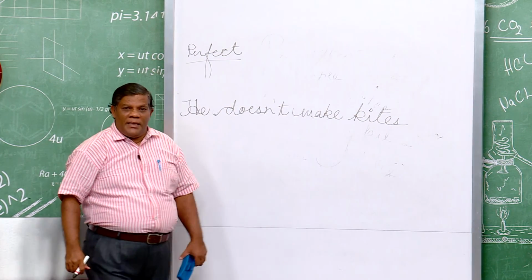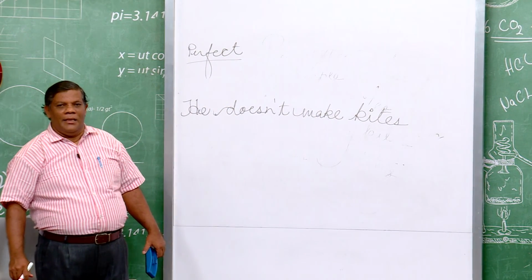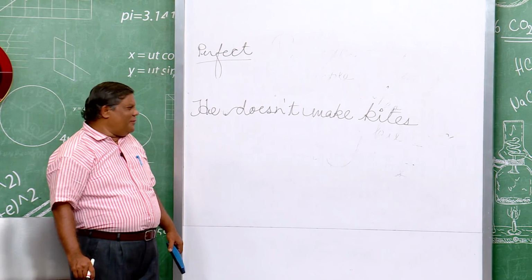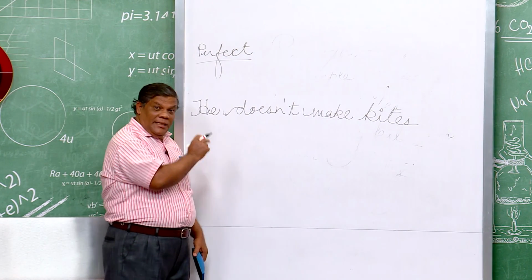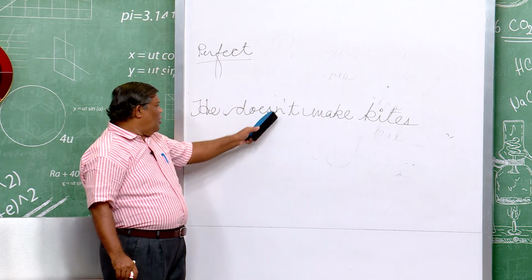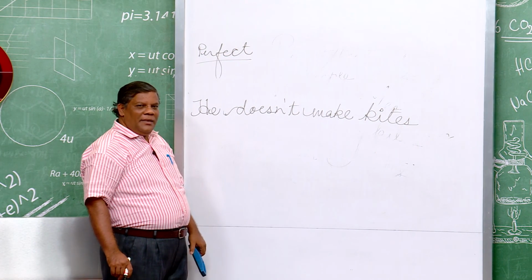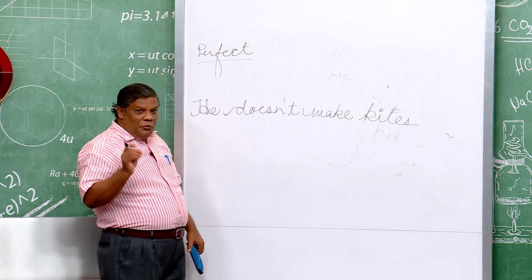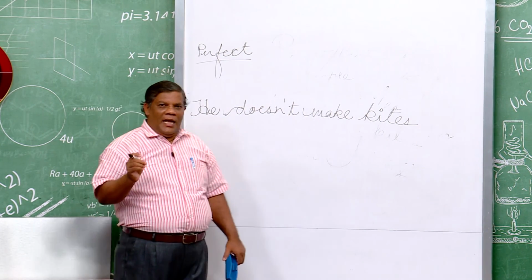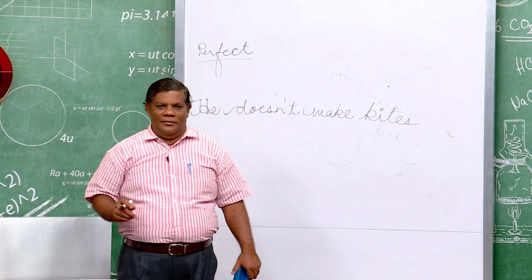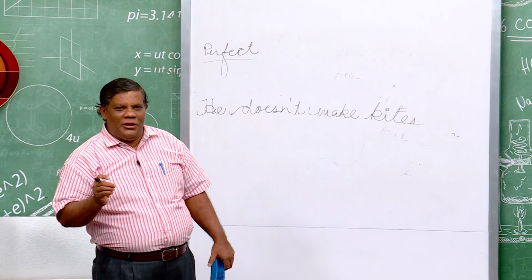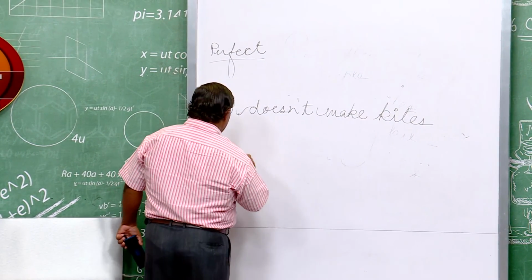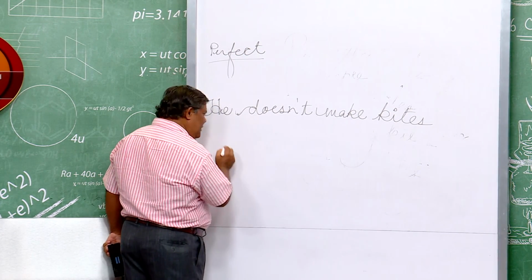He does not make kites. When we make this sentence into passive form, since it is a negative sentence, there is "not" here, and when we make it passive, we use "not" after the first verb. And when it becomes passive, object first: kites.